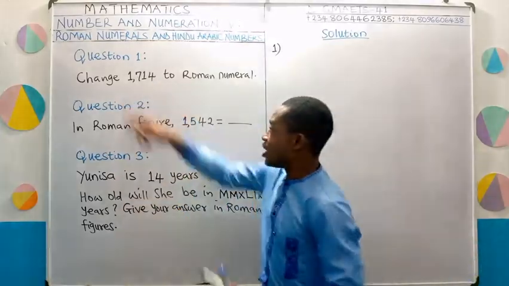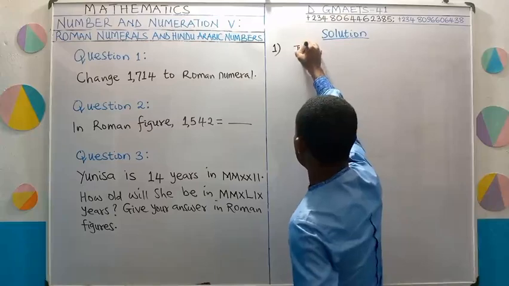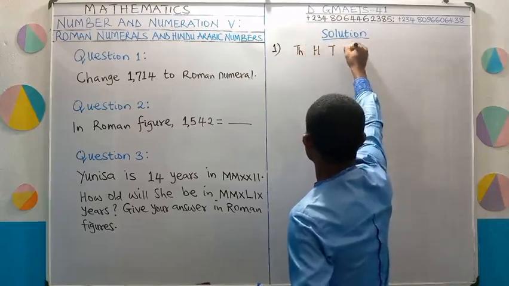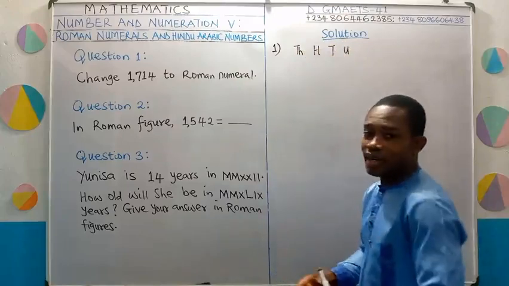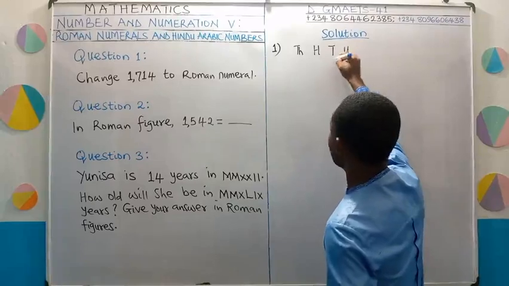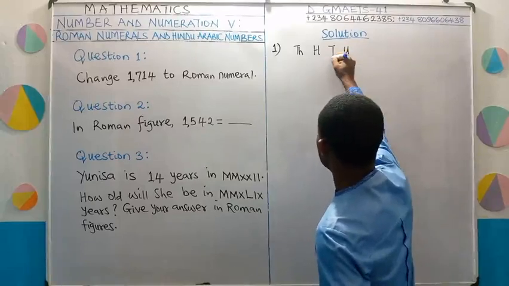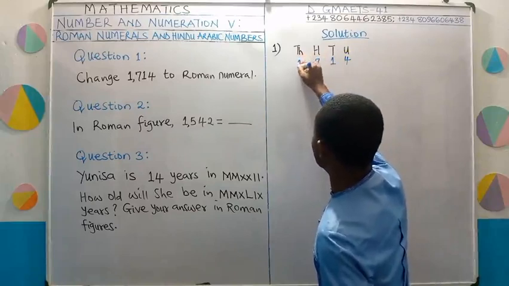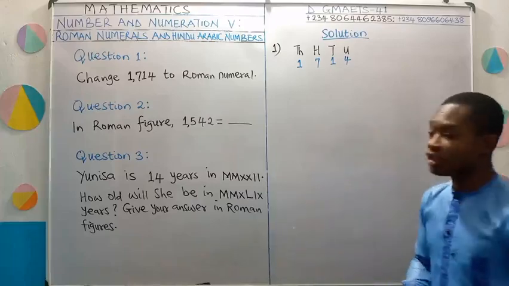So, looking at this, the highest place value is 1000. So, you're going to have TH. Then 100, tens, and unit. Then I can fix up the digits there. This is 1. Okay, this is 4. This is 1. You have 7 and then 1. Alright, so this is 1714.